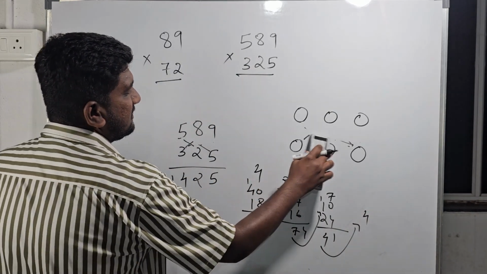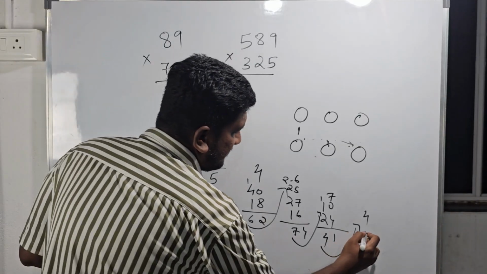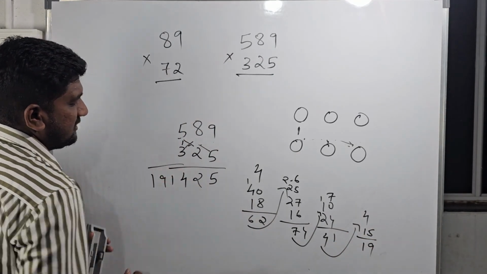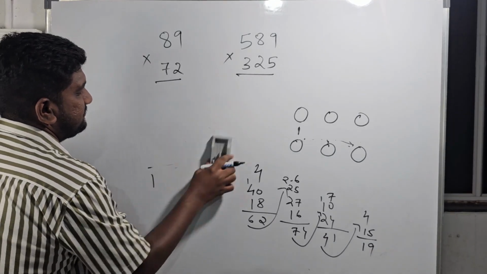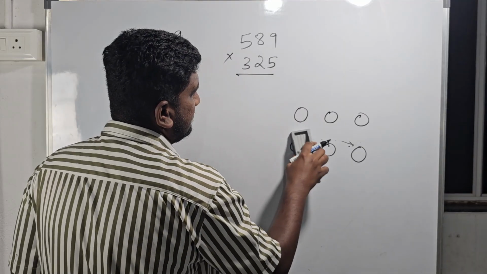So the last step is we have to multiply the last two numbers. So 5 times 3 is 15. So 15 plus 4 is 19. So 19 I will write here. So that is how we will solve the problems. Now we will take a big number.